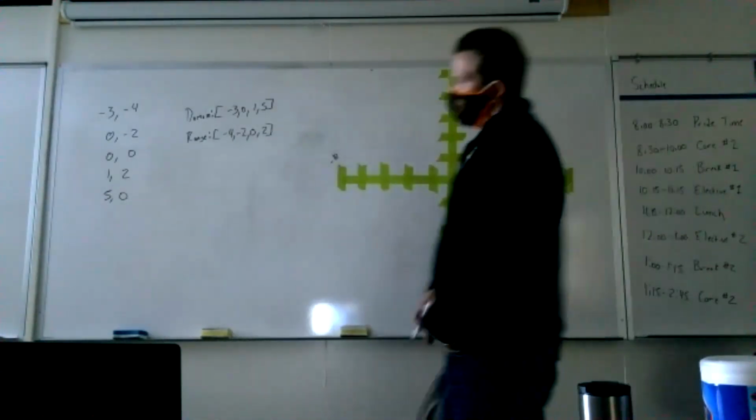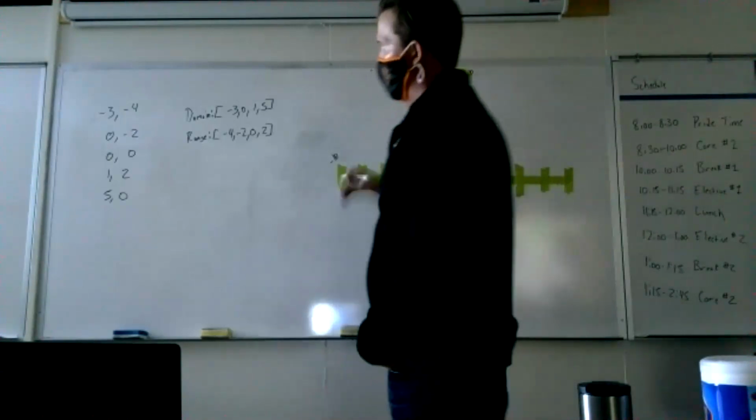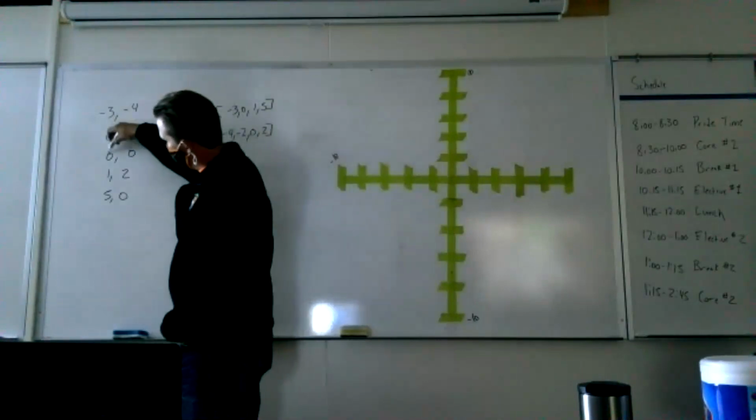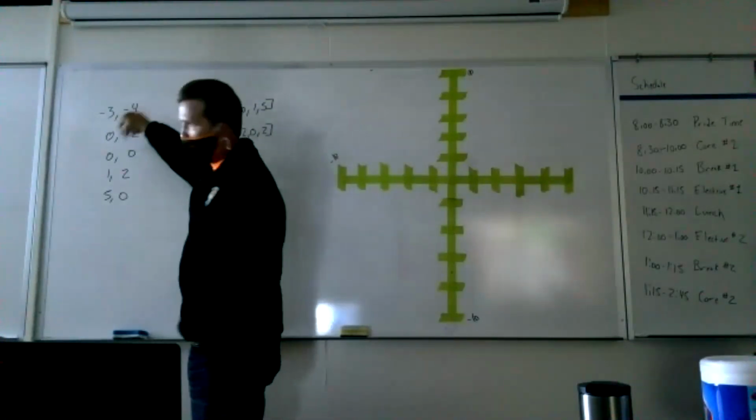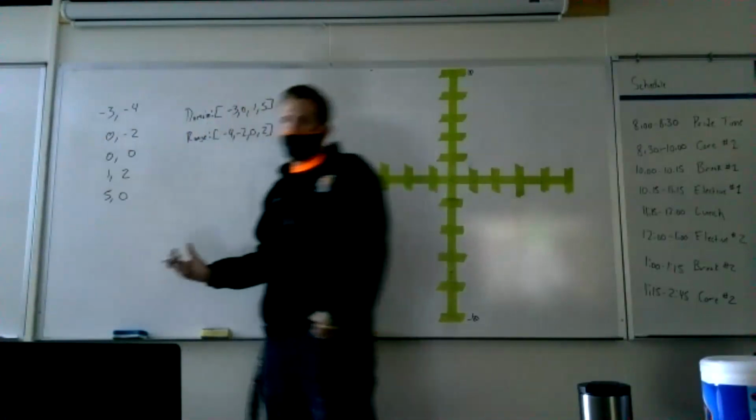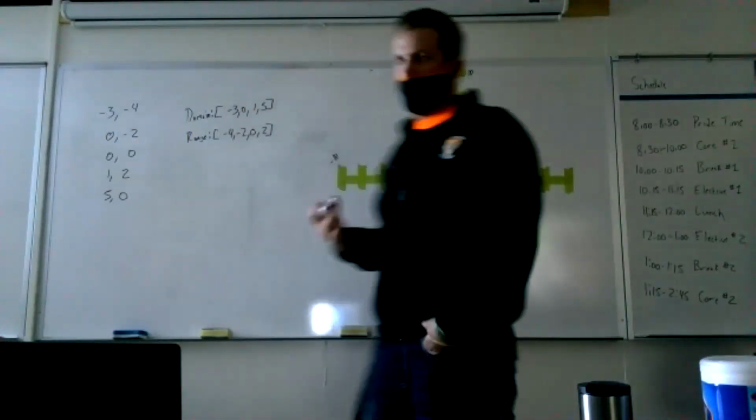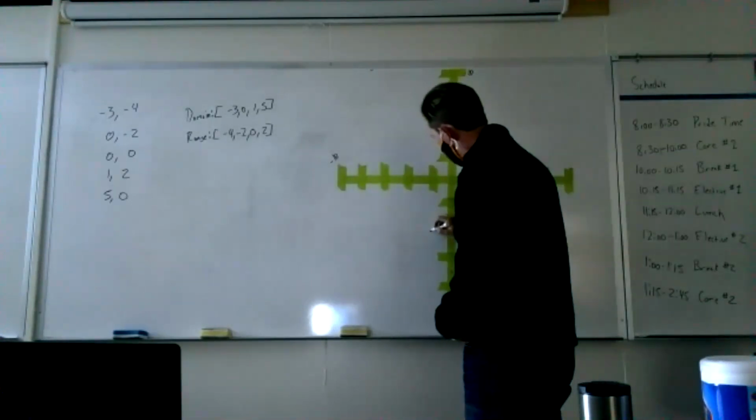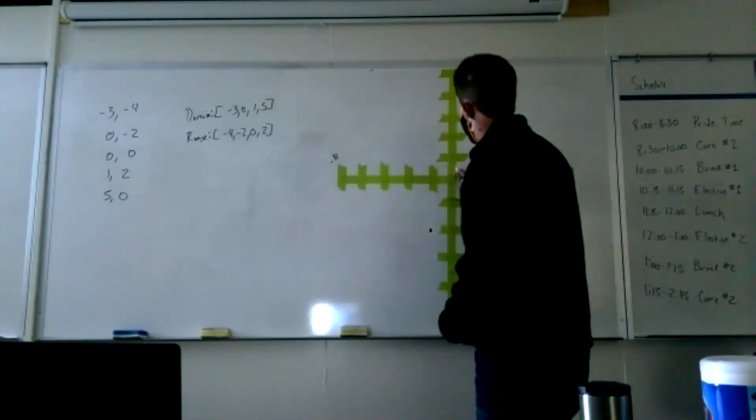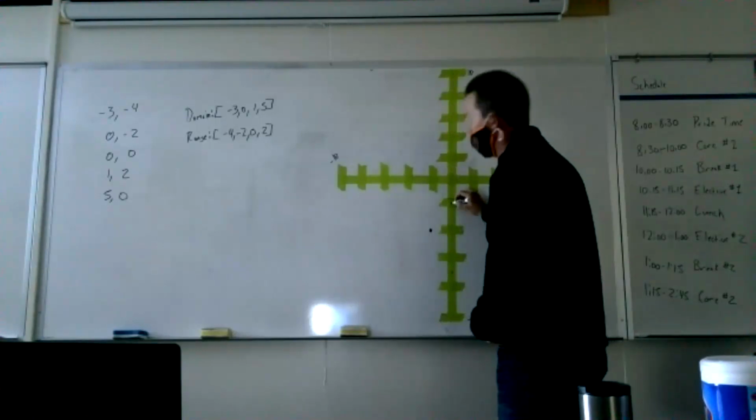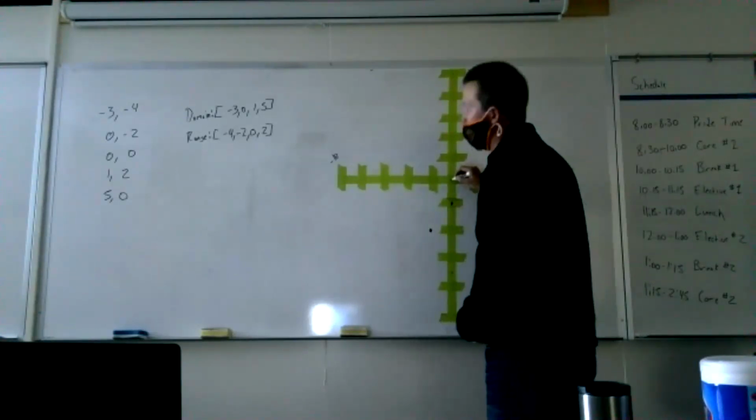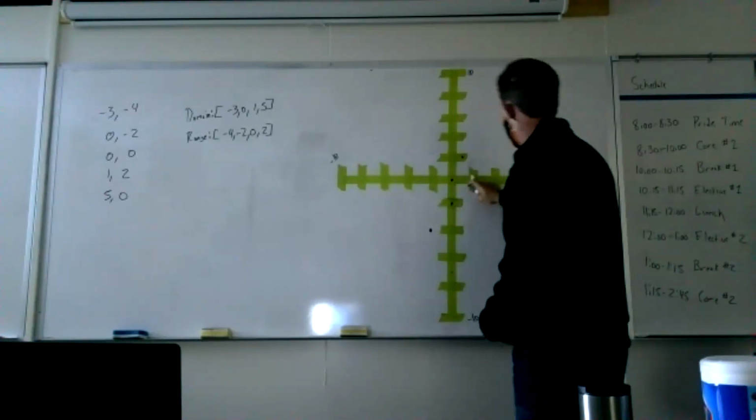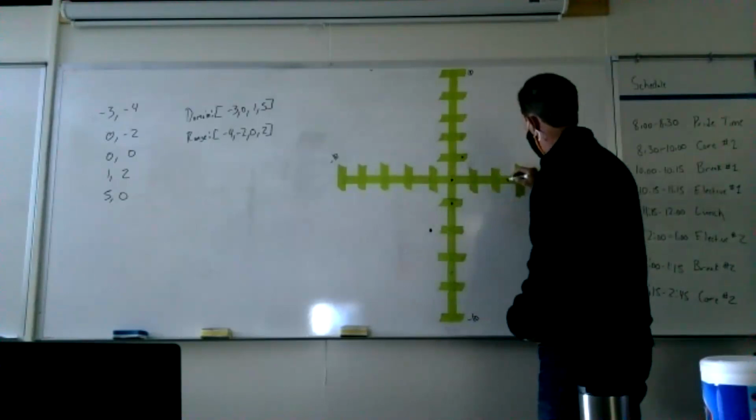Then to make sure it passes the vertical line test, we can plot them. Once again, we can see here that since we have a 0 and a 0, and they map to two different y values, we know it's not going to be a function, but to illustrate the vertical line test, we're going to plot our points. So -3, -4 is here. 0, -2 is here. 0, 0 is here. 1, 2 is here. And then 5, 0 is here.